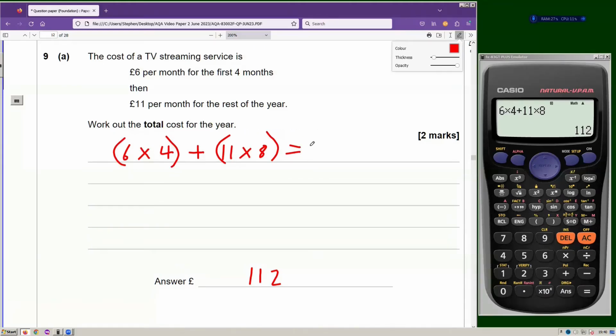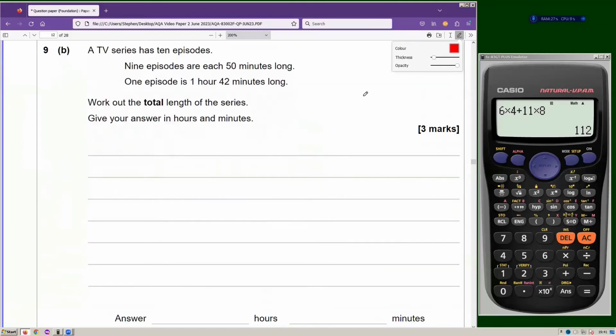And again, what I would do with these to save time, rather than write it there and then have to put it down here, which you see me do sometimes, you can just do it like that. The TV series has 10 episodes. 9 episodes are each 50 minutes long. One episode is 1 hour, 42 minutes long. Work out the total length of the series, give your answer in hours and minutes.